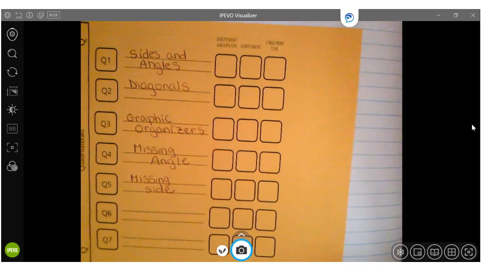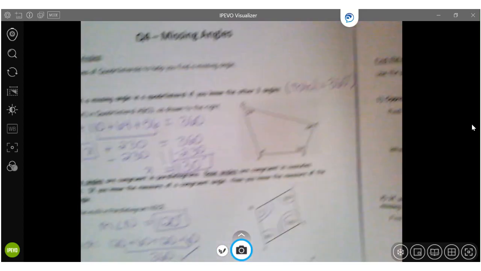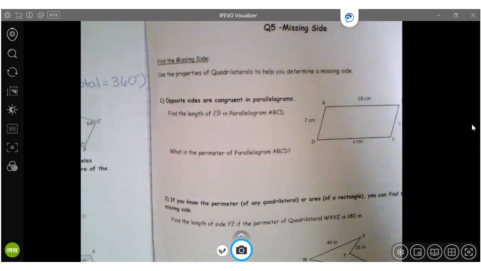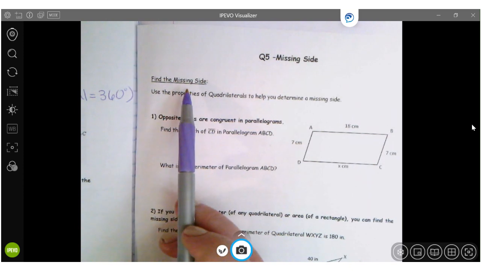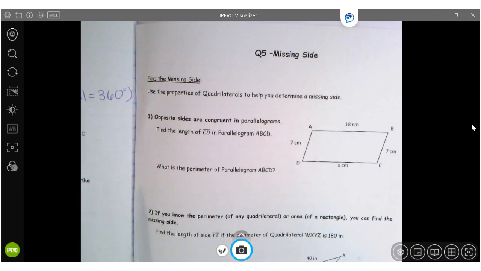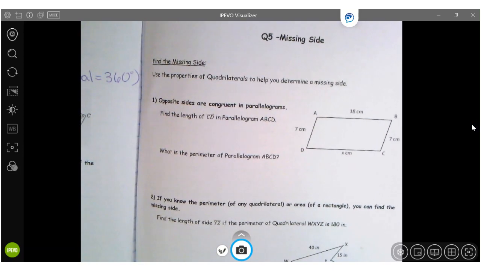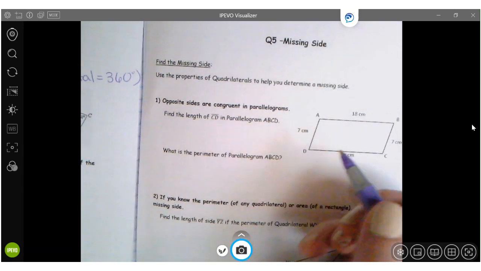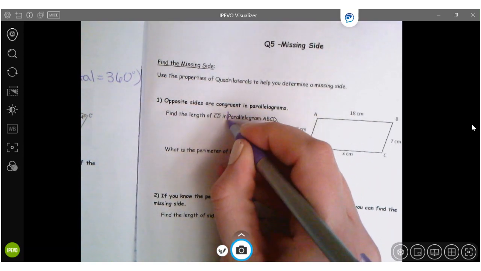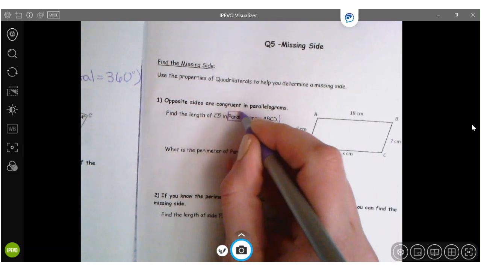All right, so we're going to flip to Q5, which is right after Q4 on finding the missing angle. We're going to be finding the missing length of a side. So using some of the properties or characteristics we know about various quadrilaterals, we can do that. So first property we have here is dealing with parallelograms. So we know that opposite sides of parallelograms are congruent. So I'm dealing with a parallelogram and I know that because it is titled here.